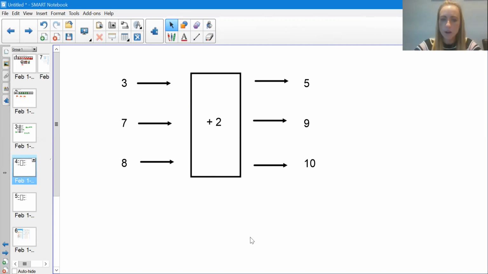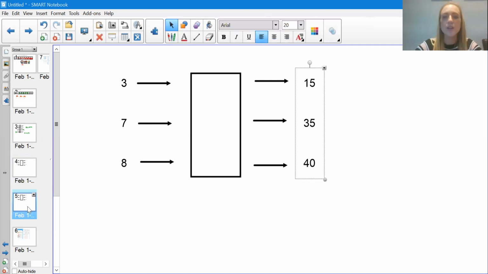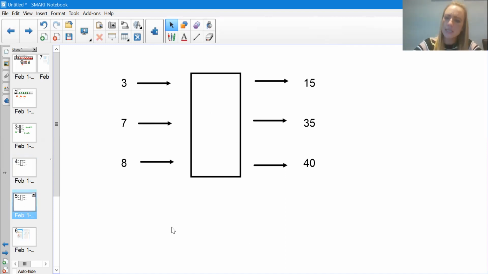3 add 2 is 5. 7 add 2. 7 in my head, 7, 8, 9. Yep, that's correct. 8 in my head, 8, 9, 10. Yes, that's correct. So I know that my rule for this set of input and output numbers is +2. Let's have a look at this one. What am I doing this time? I'd like you to pause the video and see if you can find out for yourselves.